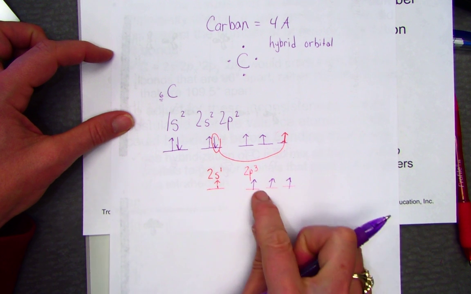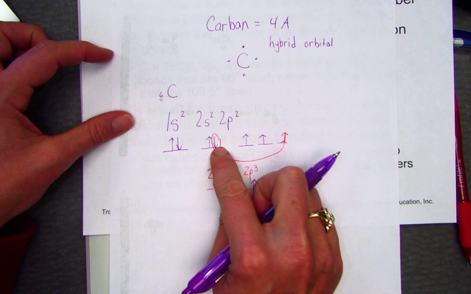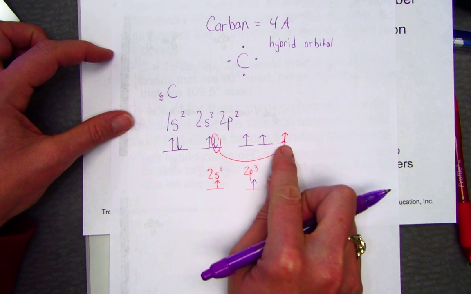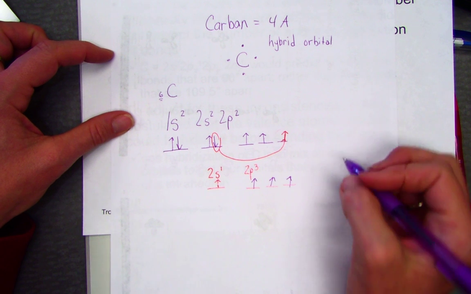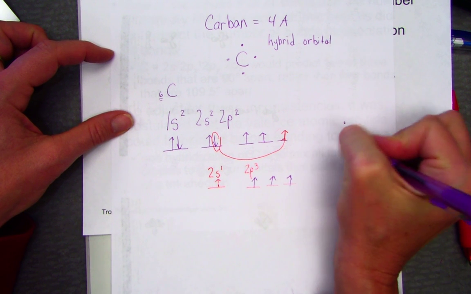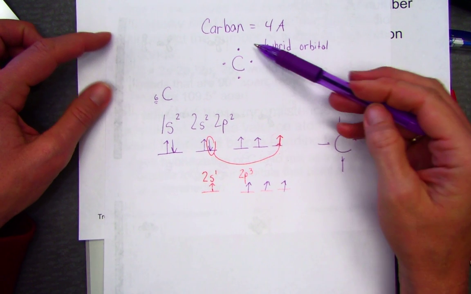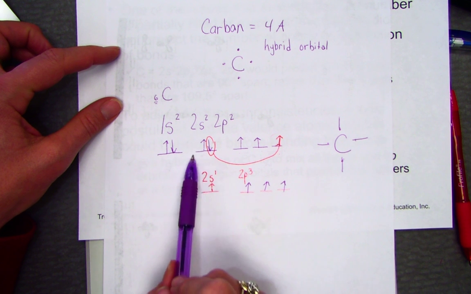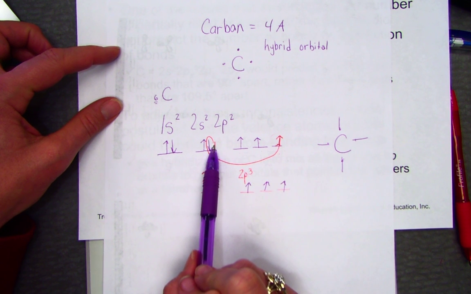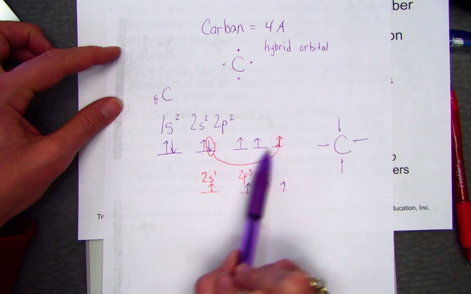Creating 4 open spots for bonding. By promoting a paired electron to an empty orbital, we've created 4 open spots. And that's exactly when we draw 4 dots around carbon, we're ready to create 4 bonds. So intuitively, we already knew carbon had 4 bonds, but according to its electron configuration, we wouldn't readily see that unless we promoted to the empty orbital.